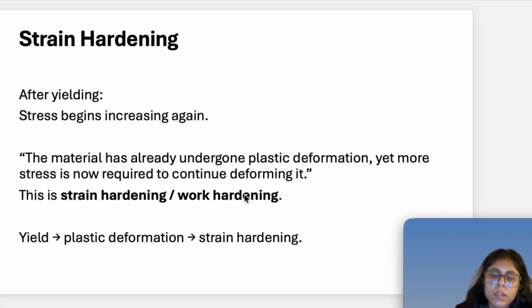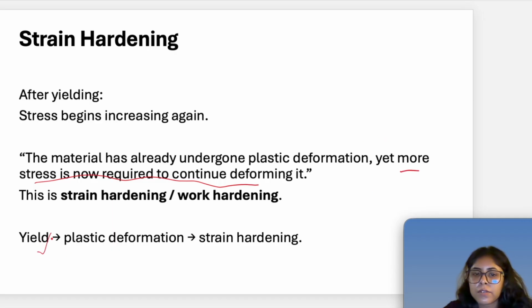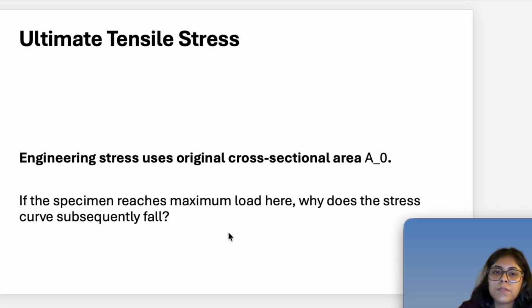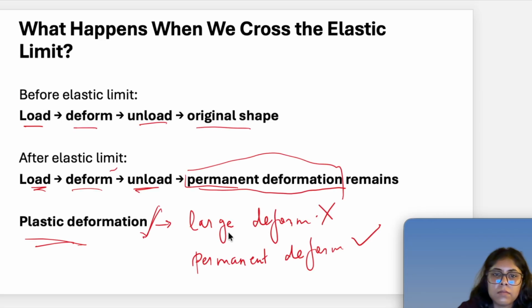So now strain is not happening very easily. That's why we call it the strain hardening region. More stress is now required to continue deforming it. So yield will give plastic deformation, and then we have the strain hardening region, right? So yeah, now we come to the ultimate tensile stress.